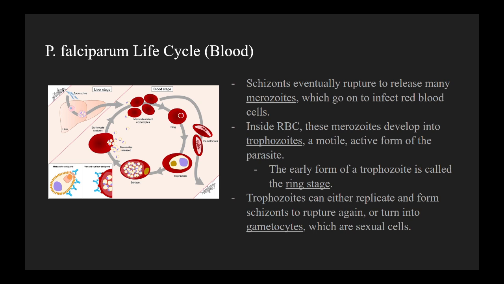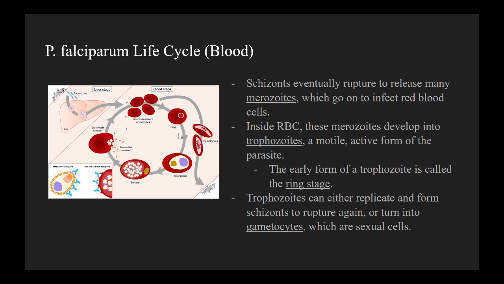So these are the merozoites, and they further develop into what are called trophozoites. These trophozoites are motile, they can move around, and they're the active form of the parasite, actively consuming nutrients from the red blood cell. We call this early stage, when the merozoite is growing into a trophozoite, the ring stage, because it forms this interesting ring structure that you can see under the microscope.